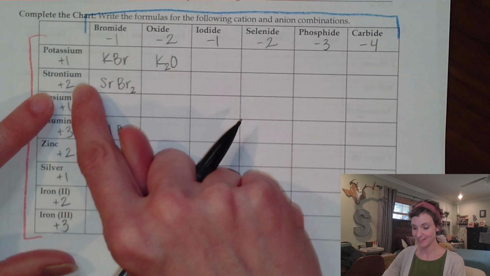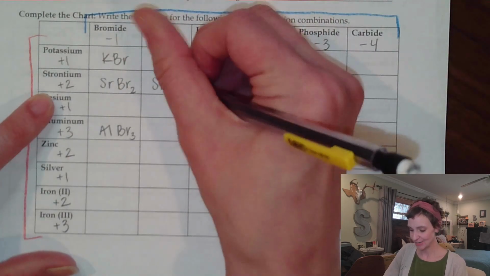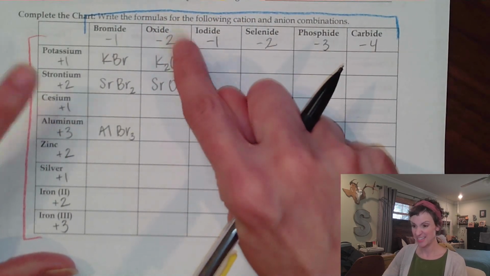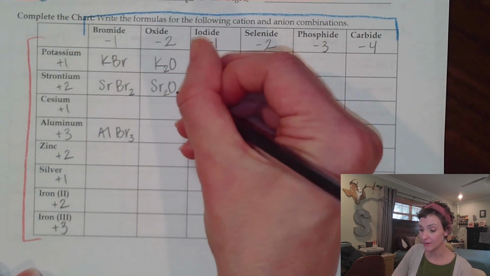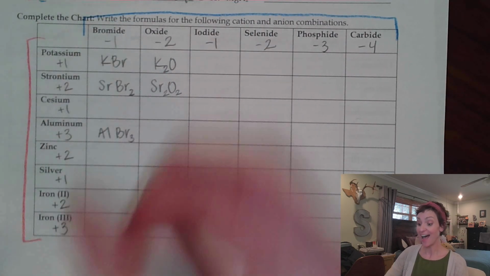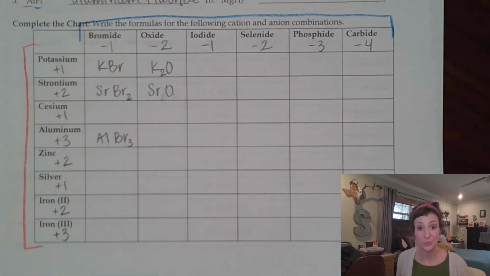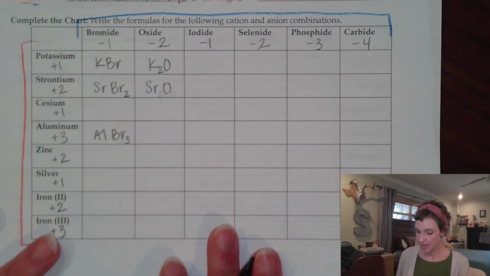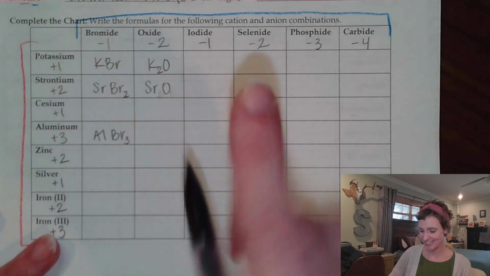Let's do this one. Strontium has to go first. He's my metal. Oxygen goes second. Let's think about this. 2 and 2, boom. A 2-to-2 ratio. Can I reduce that down? I can. A 2-to-2 ratio is the exact same thing as a 1-to-1 ratio. If I take both those 2's, I can divide both of those 2's by 2 to get to a 1.